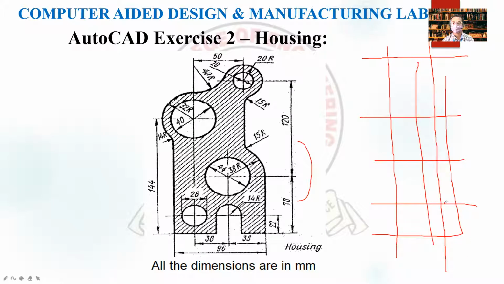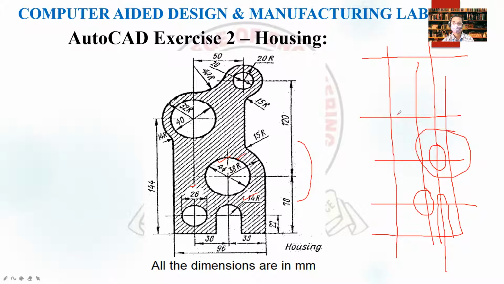Wherever I get the intersection, I need to draw these things. Here I'll be drawing a circle. I'll use the trim command so that it will be extended till here. Then at this intersection I'll draw one more circle of diameter 26. Here I have drawn radius 14, diameter 26, and at this intersection I will be drawing two circles. One circle diameter is 44 and another circle radius is 38.